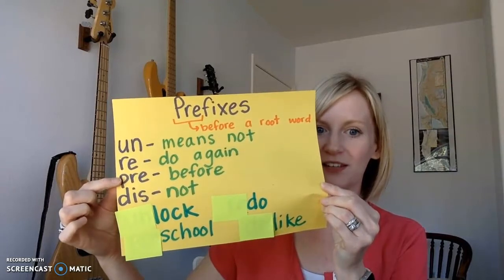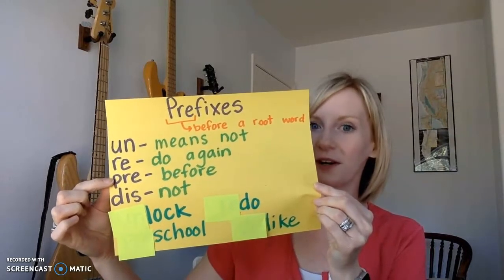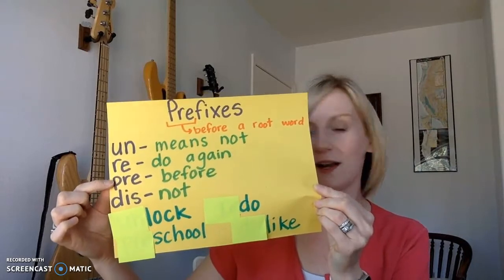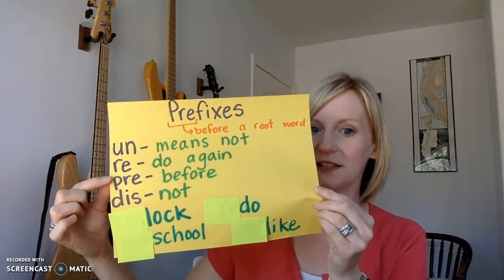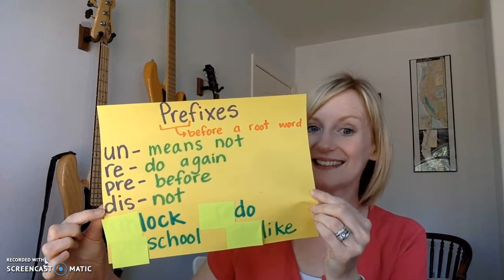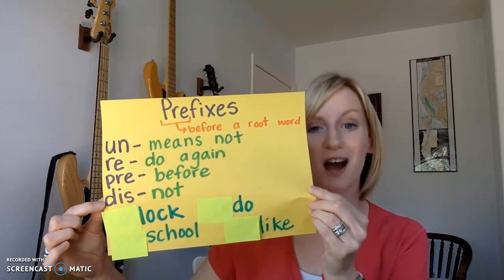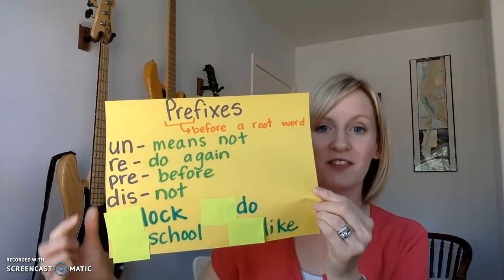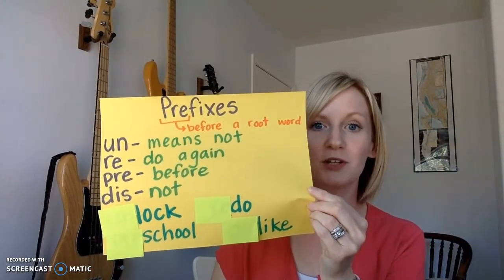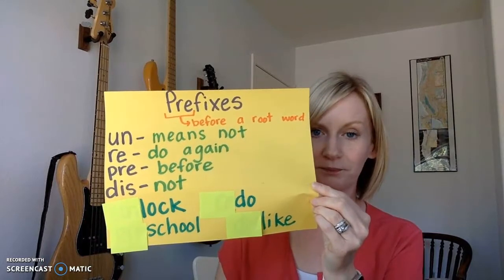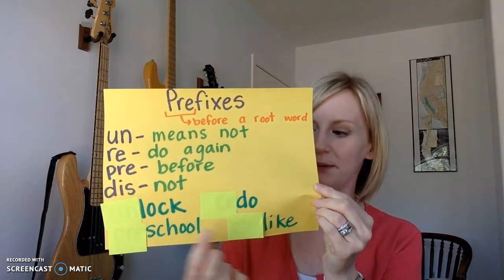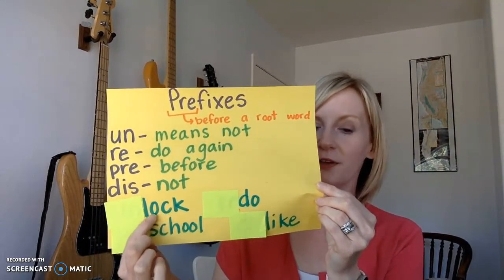The next prefix is pre. That means before, just like these words that come before a word. Pre means before. Dis means not. If you dislike something, that means you do not like it. All right, the strategy that I want you to use when you're reading prefix words is to look at the base word or the root word.